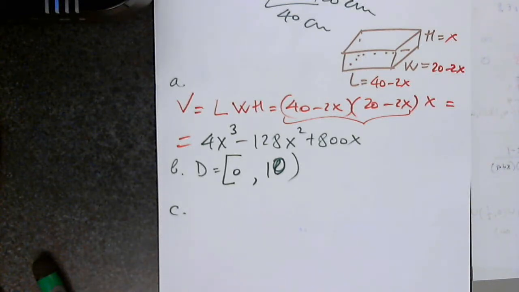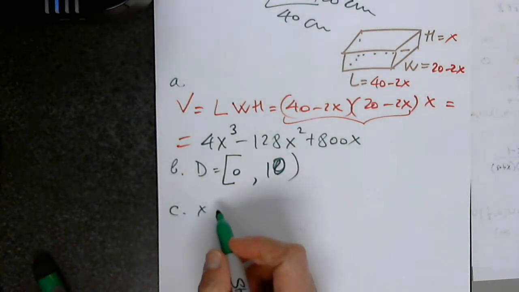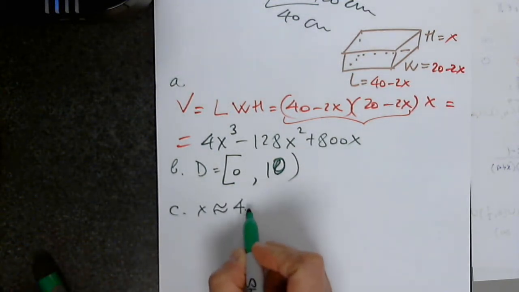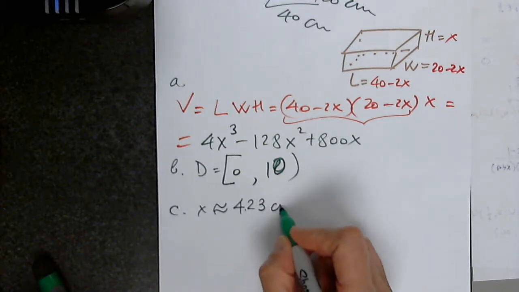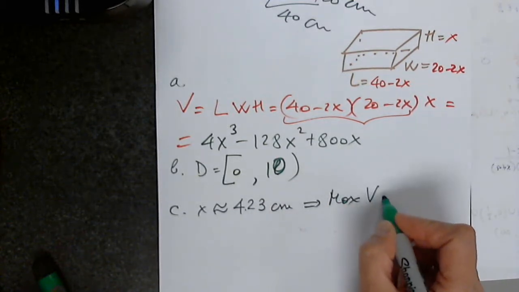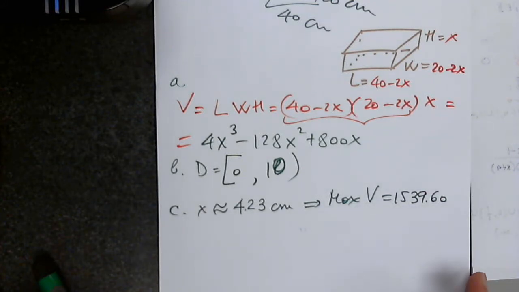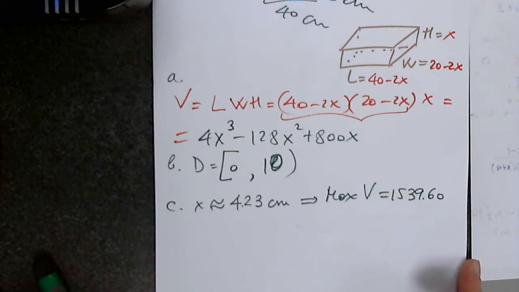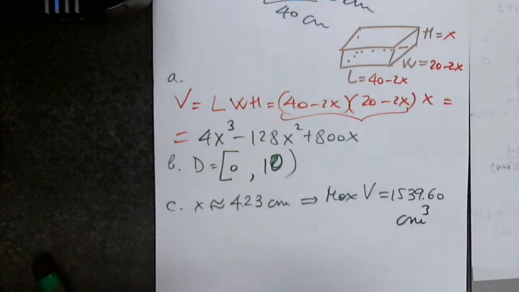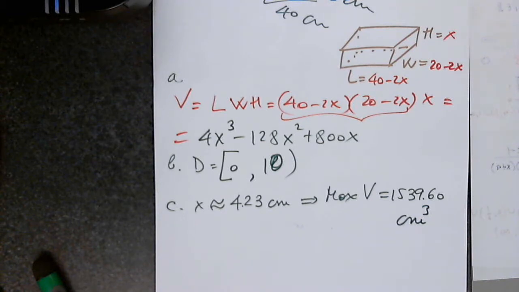Approximately 4.23, so x is approximately 4.23 centimeters, and the maximum volume will be 1539.60 cubic centimeters. Very good. Of course, volume. Any questions? Now, do you remember the other problem we did? It was very similar, and it was the same idea with the box and the volume. Good. Anything else? Do you have anything else for me?